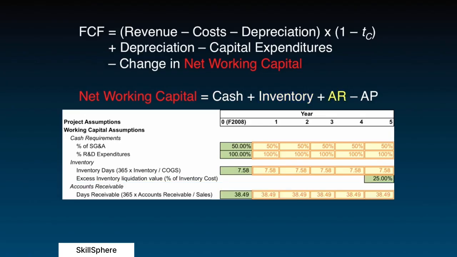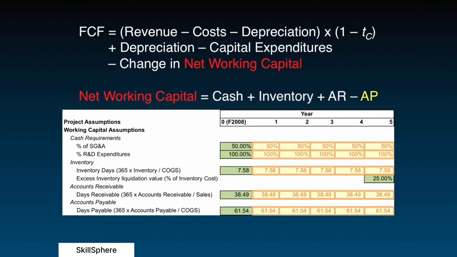My accounts receivable are based on days receivable, or how many days it's going to take until I actually get some money in following a sale, because remember, a lot of sales are based on credit. And likewise, my accounts payable are based on days payable, which is going to tell me roughly how long it takes for me to pay my suppliers. I might be paying them using trade credit.